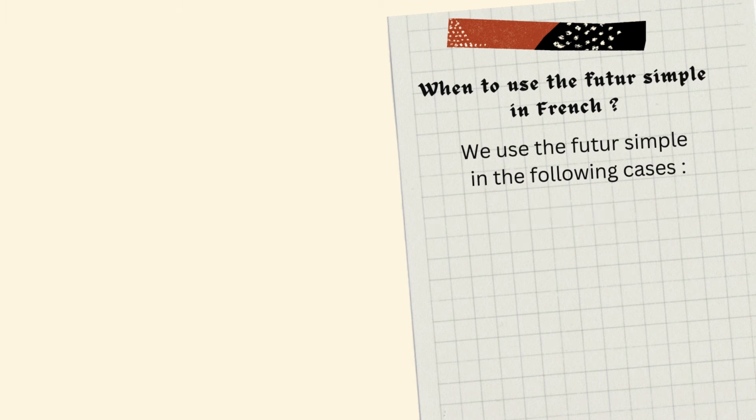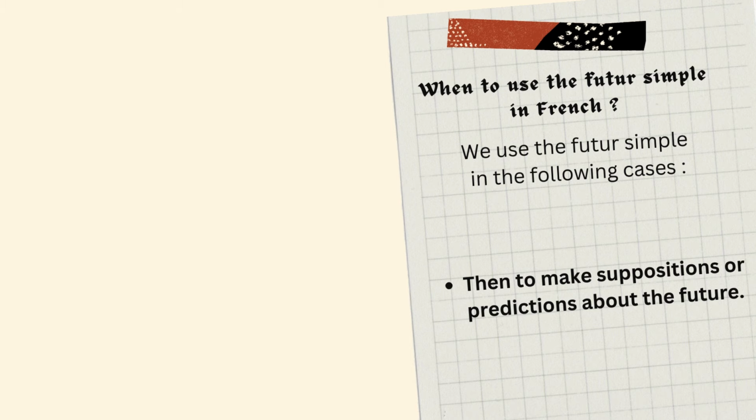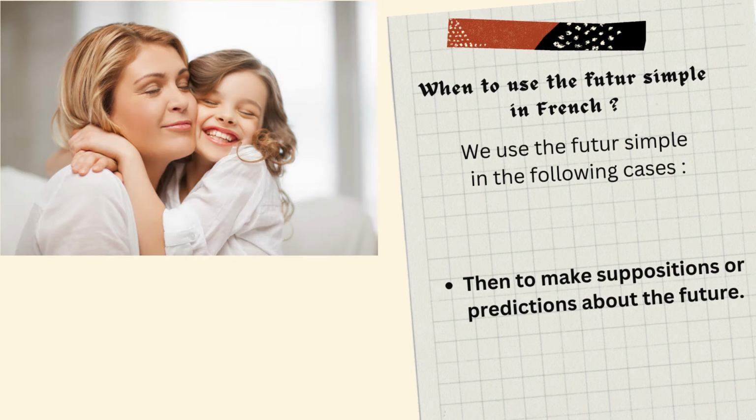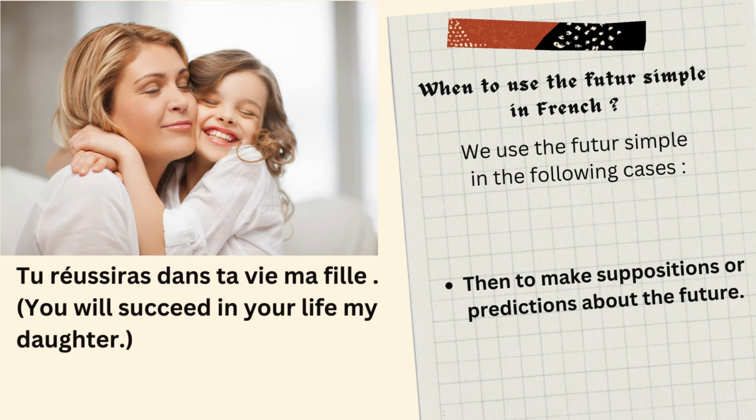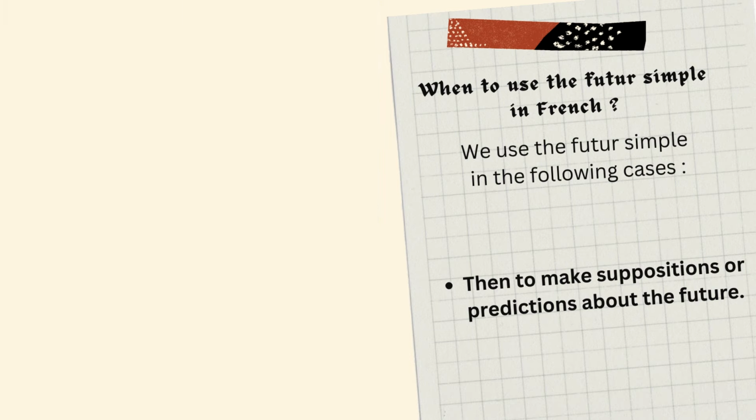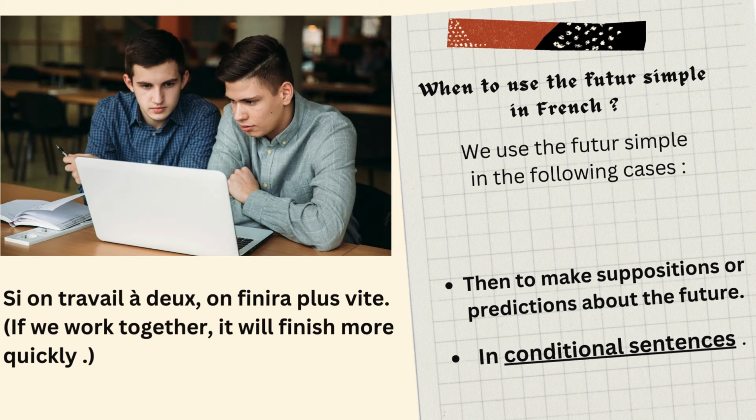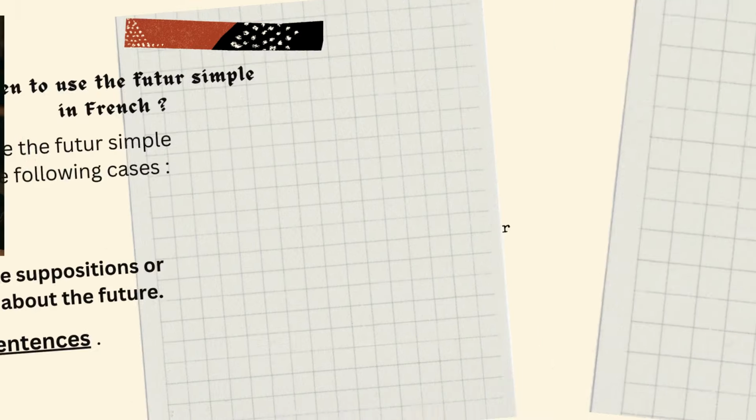To make suppositions or predictions about the future. Example: Tu réussiras dans ta vie, ma fille. You will succeed in your life, my daughter. And in conditional sentences. Example: Si on travaille à deux, on finira plus vite. If we work together, we will finish more quickly.